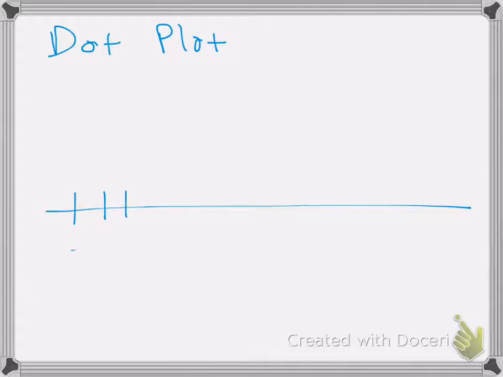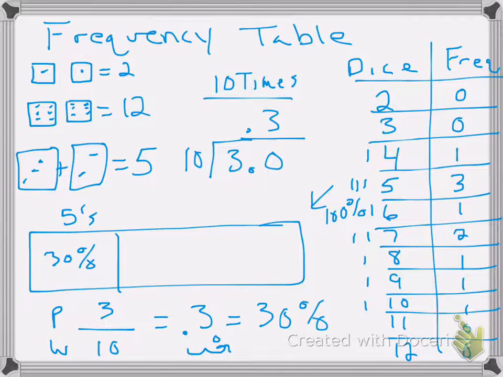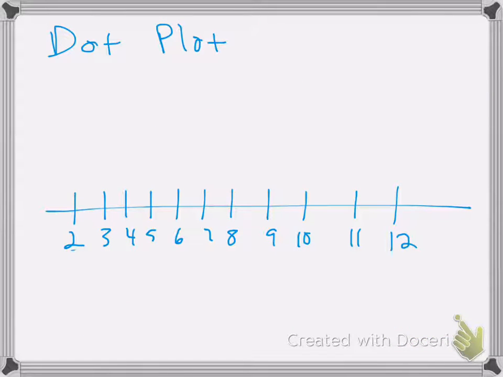2, 3, 4, 5, 6, 7, 8, 9, 10, 11, 12. Use that same information from here and make a dot plot. I had 1 4, so I'm going to put a dot over 4. I had 3 5s.